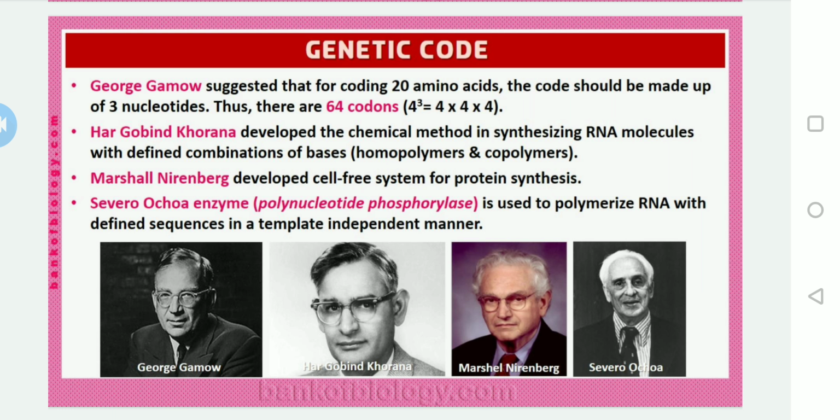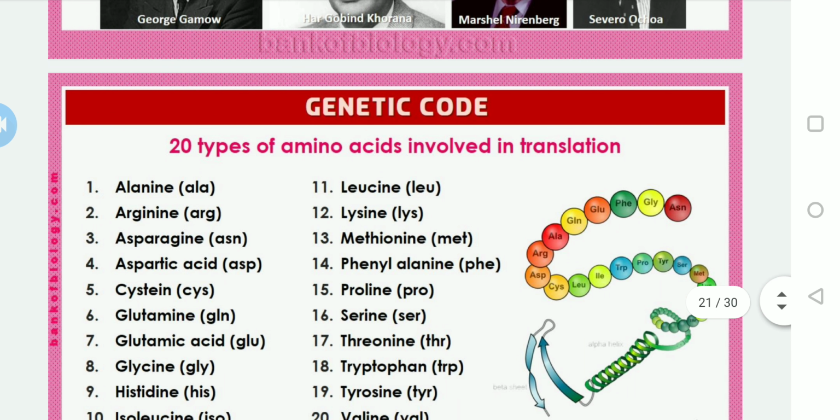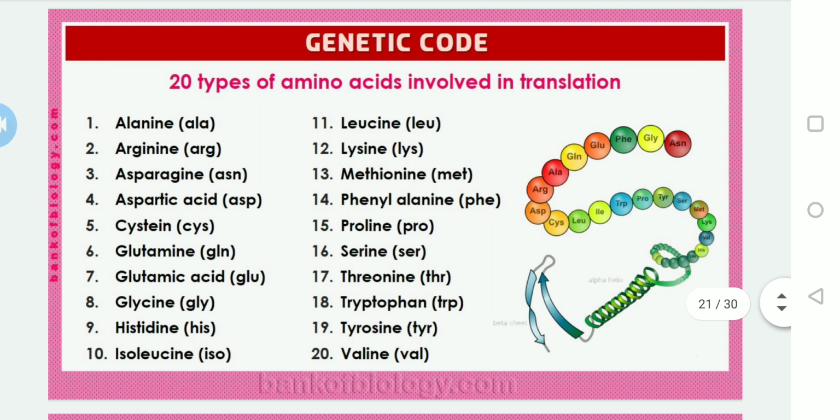Now, when it comes to the amino acids that are generally coded by these genetic codes, whatever the combination of the genetic codes, as I said, it is 4 to the power of 3, so 64 codons are there, isn't it?